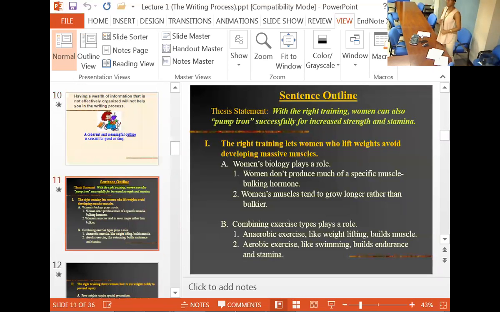So this thesis statement, which reads, with the right training, women can also pump iron successfully for increased strength and stamina. Does this relate to the original assignment? Yes, it does, because she's going to now go on to show how this is a challenge that can be met. All right? I'm not sure if history or geography at the CSEC level facilitates this.